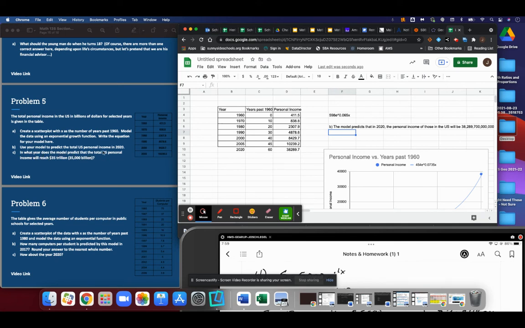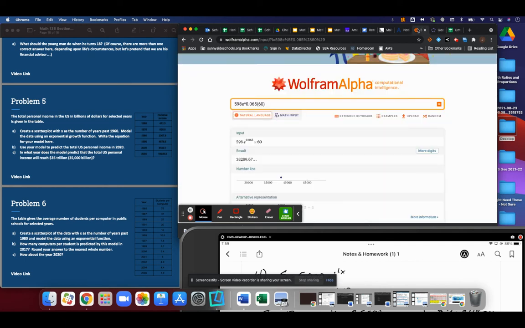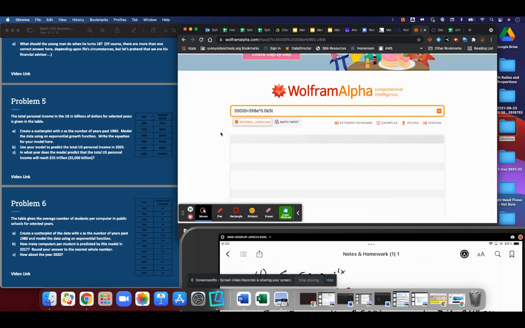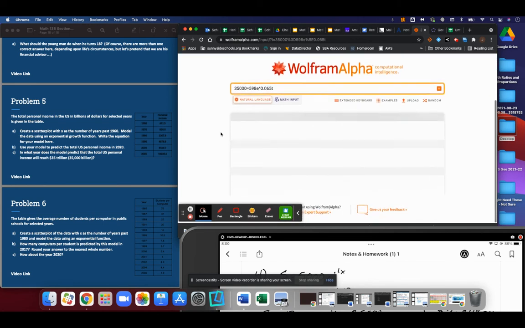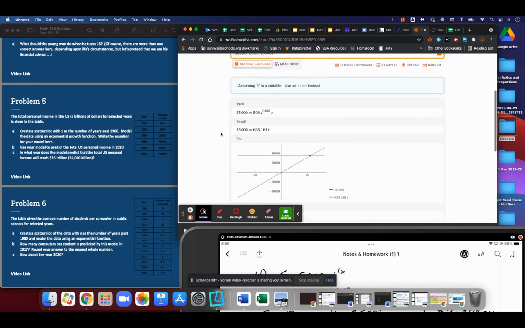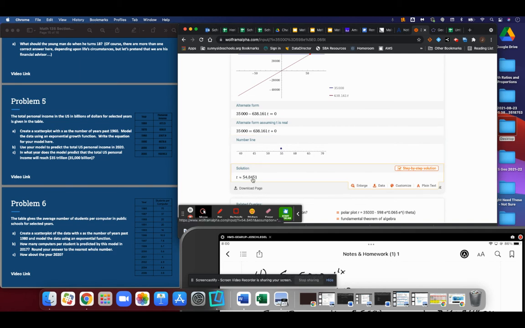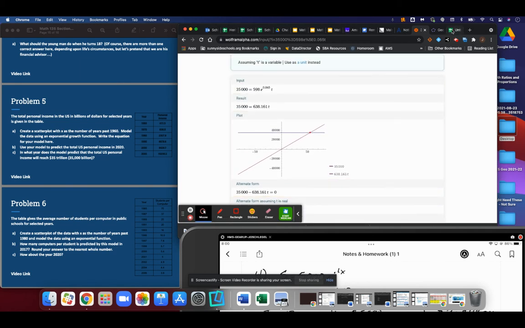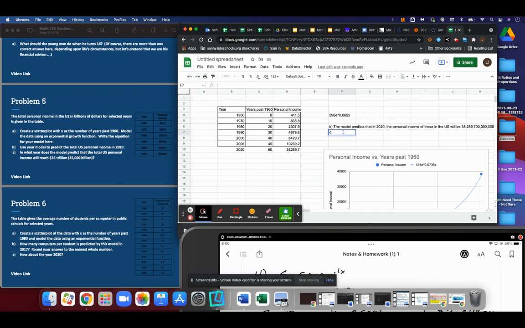So in what year does the model predict that the total U.S. personal income will reach $35 trillion? Well, it looks like we're already past that by the year 2020. So let's go back to our model. We're going to put T back in here for time. And we are wondering when we're going to reach $35 trillion. So that's going to be 35,000 billion to get to $35 trillion. And it looks like it's predicting 55 years after 1960. So 55 years after 1960 would be the year 2015.